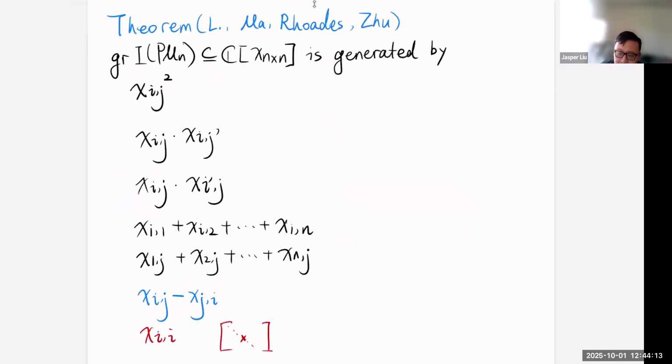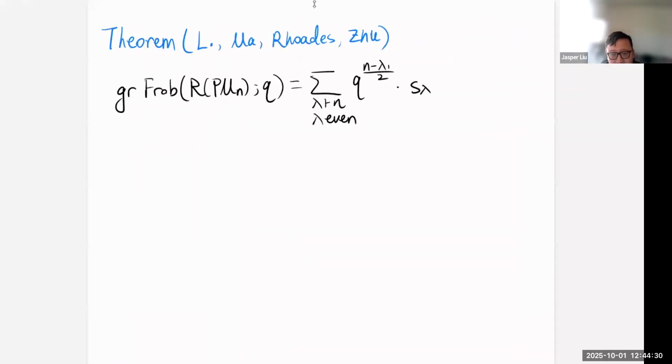For the fixed point free involution locus case, the associated graded ideal for the vanishing ideal, we just add in all the diagonal entries x_ii to the previous case. We also have that we can directly compute that the graded Frobenius image looks like this. It's a sum of irreducible representations labeled by lambda, but all parts of lambda are even, and the grading is determined reversely by the length of the first part of lambda.